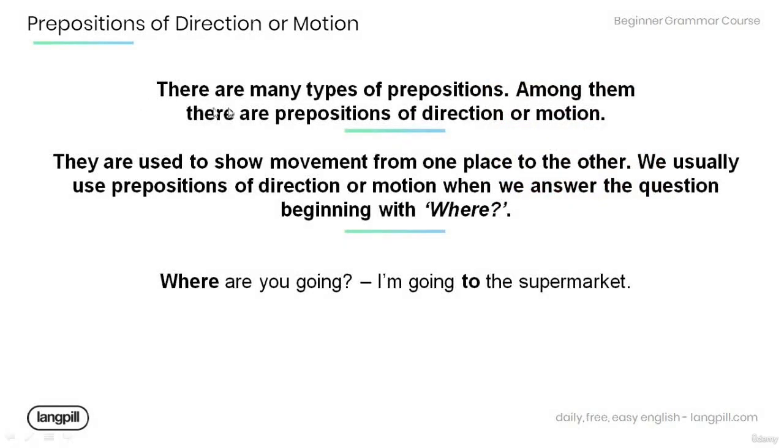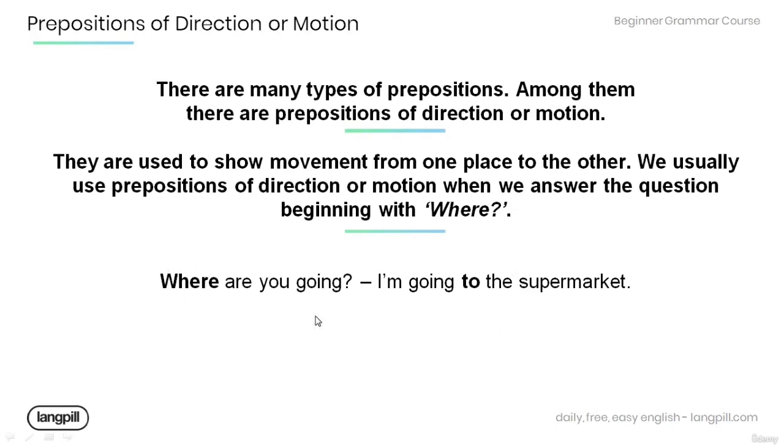Now, there are many types of prepositions. Among them are prepositions of direction or motion. Note that these prepositions are used to show movement from one place to the other. Remember that we usually use prepositions of direction or motion when we answer the question beginning with where. Have a look at the example below.